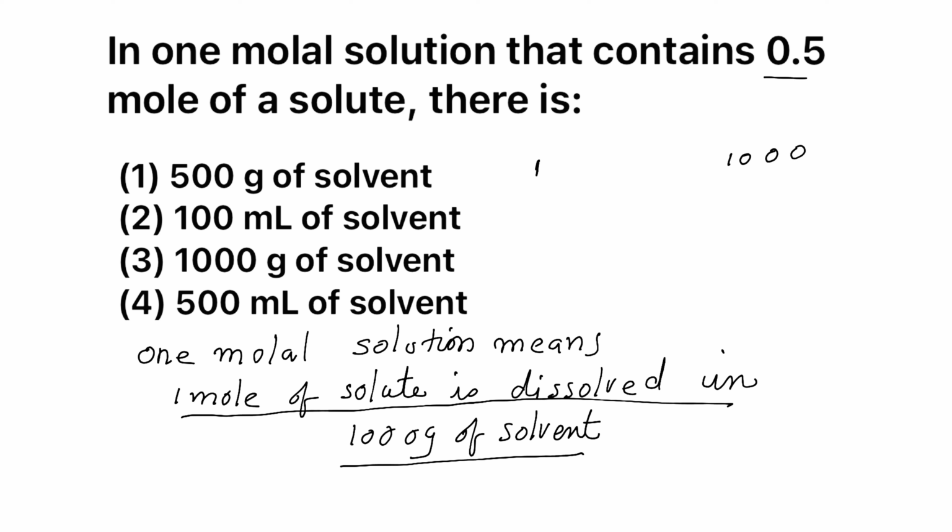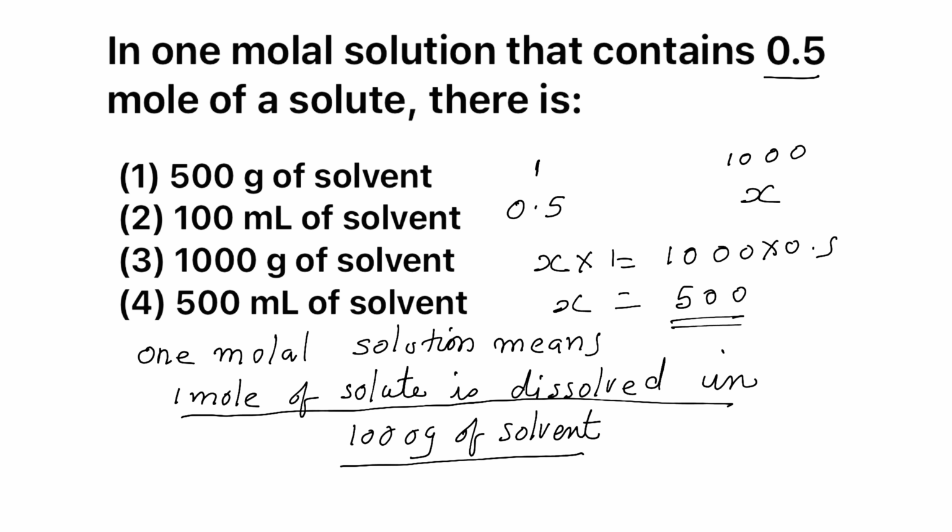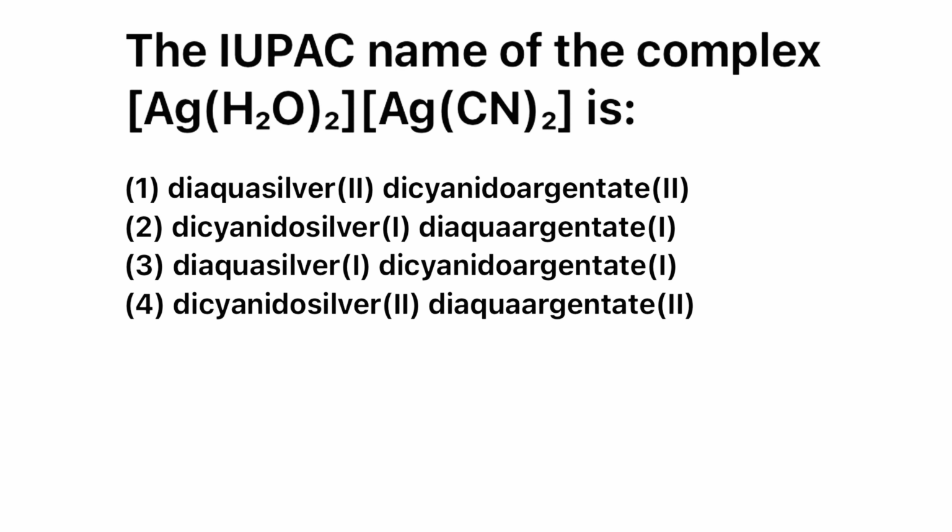Right. Now as per the question, how much mole we have? 0.5. So what should be the mass of solvent? X. Cross multiply X into 1 is equal to what? 1000 into 0.5. So what is that? X is equal to what? 500. Correct? 500 gram of what? Solvent. 1 mole in 1000 gram of solvent. So of course 0.5 mole in 500 gram of solvent. Clear, right?